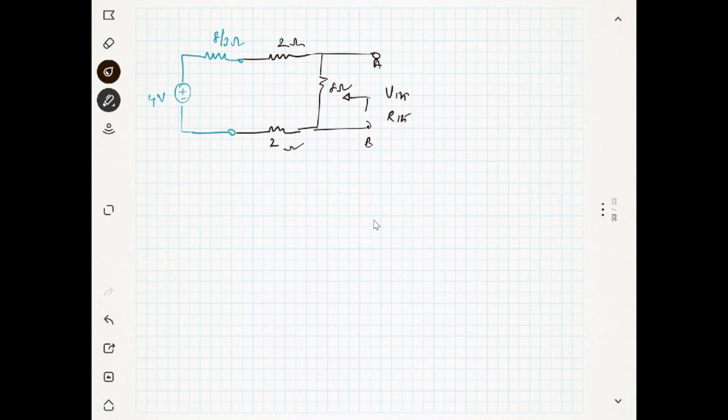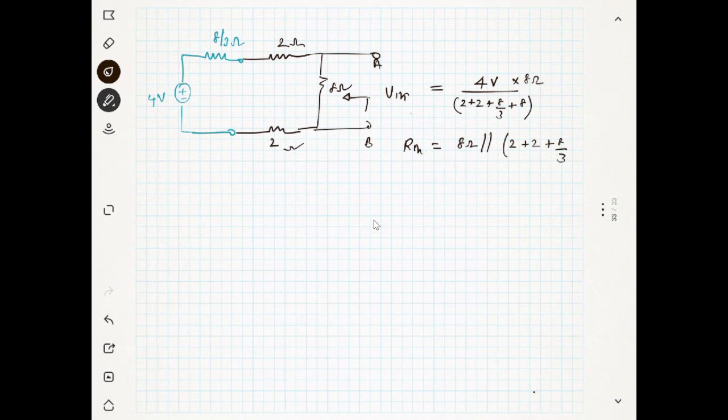Then it's very easy now. What is VThevenin? You have a 4 volt. Just voltage division, divided by total resistance, which is nothing but 2 plus 8 over 3 plus 8, multiplied with 8 ohm, right? So that's it, VThevenin. And what is RThevenin? It's very easy, short circuit. RThevenin is nothing but your 8 ohm in parallel with your 2 plus 8 over 3. Am I correct?